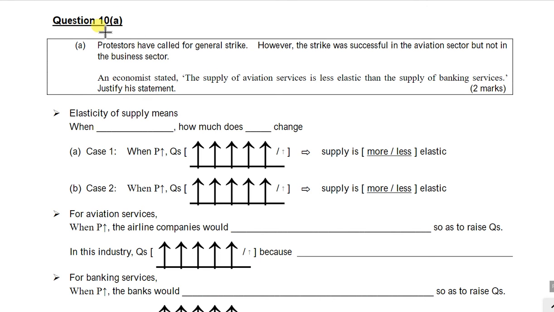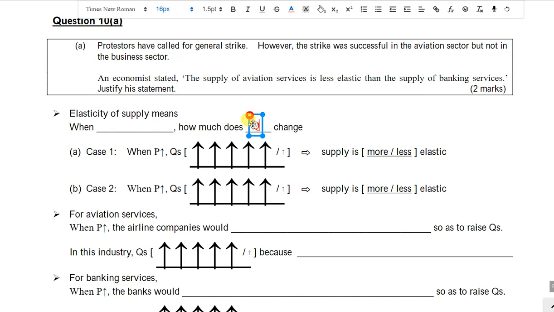Question 10a is obviously about the elasticity of supply. Some of you didn't know how to answer this question, maybe because you don't know what it means by elasticity of supply. What does it mean? It actually refers to how much the QS, the quantity supplied, would change when the price changes.